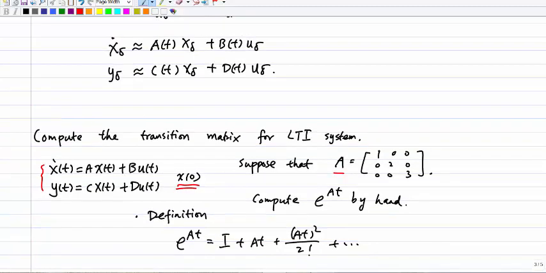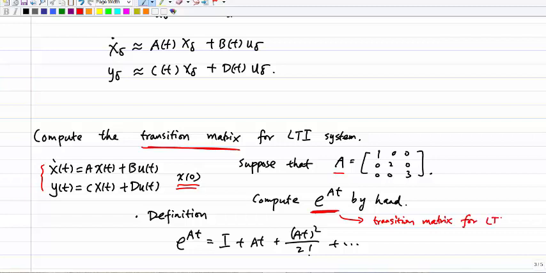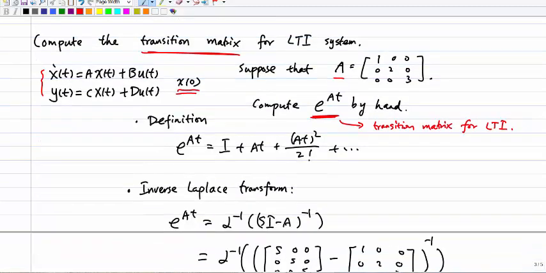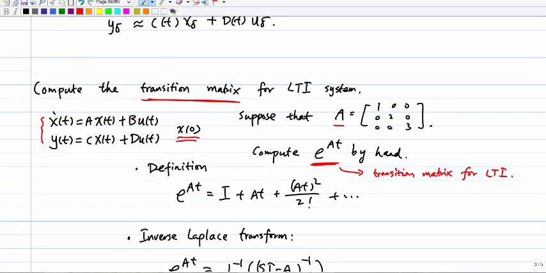Now you can compute the transition matrix of the linear time invariant system, which is just given by e to the A t. Okay, this is the transition matrix for a linear time invariant system. So there are a number of ways you can compute that.